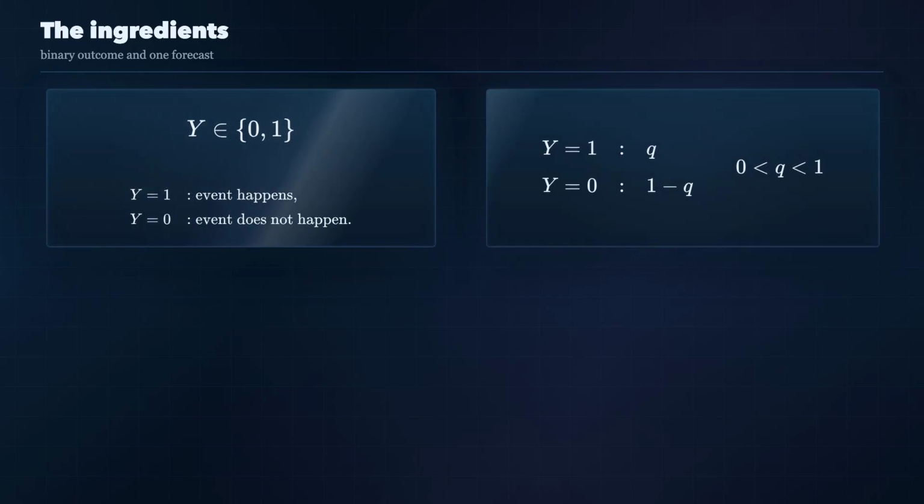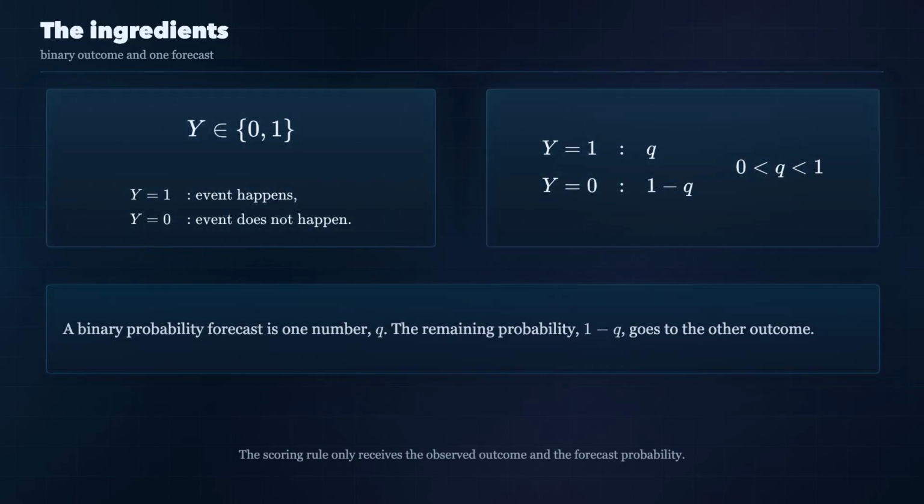The truth is either 1 or 0. We forecast one number, Q, the probability the event happens. The other outcome gets 1 minus Q. The scoring rule only sees the outcome and the forecast.